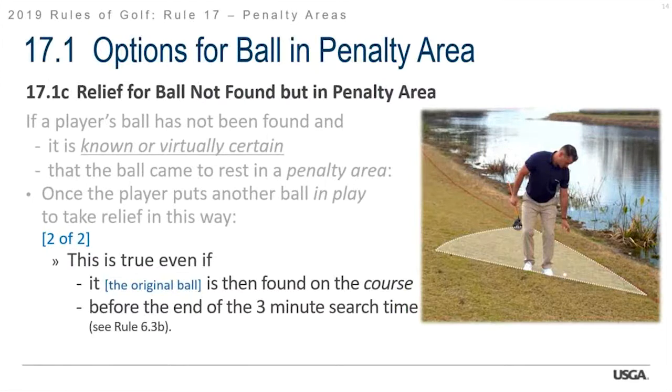So once we get a ball in play with the penalty area rule, we have to proceed underneath that. And just as a reminder, that ball becomes in play when that ball leaves your hand as you're dropping it. Not when it comes to rest or anything like that. It's as soon as that ball leaves your fingers, it is in play, falling through the air. And then at that point, the original ball becomes lost, even if it is found within that 3-minute search time.